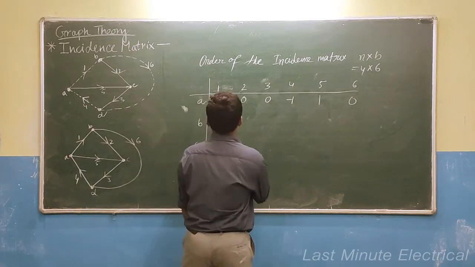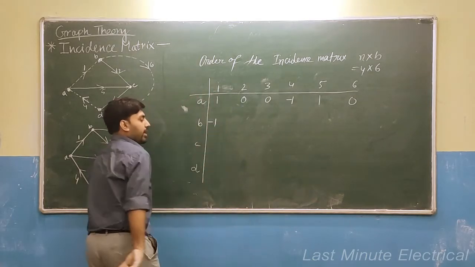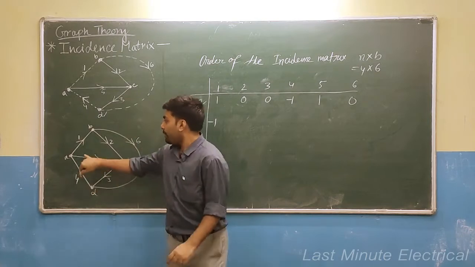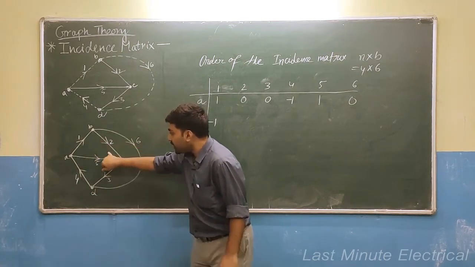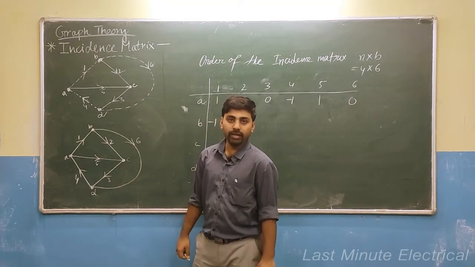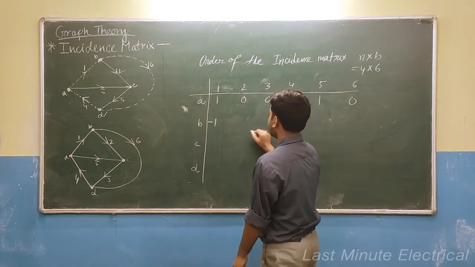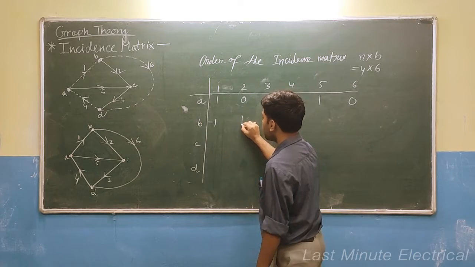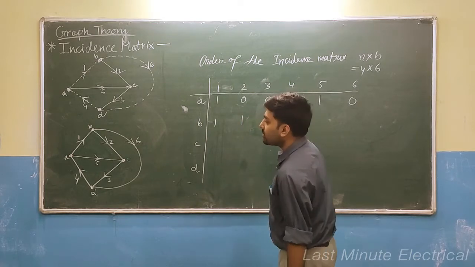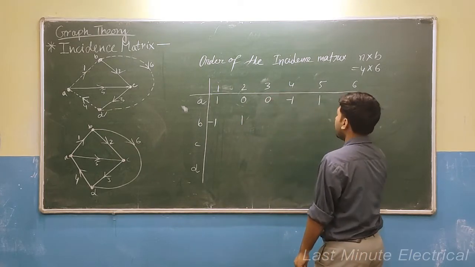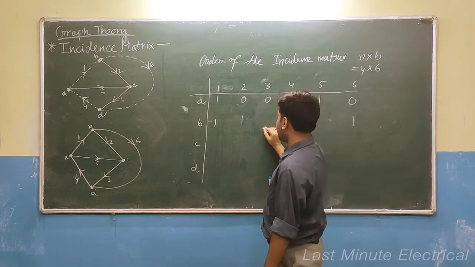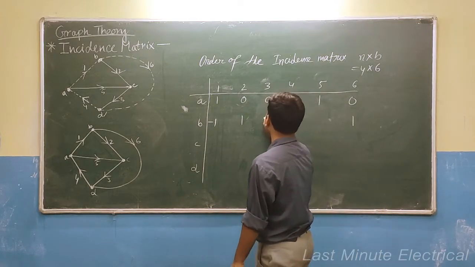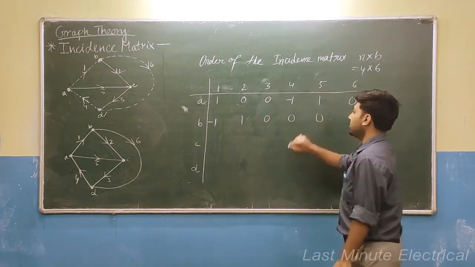Okay. Now if you similarly consider node B, branch 1 is incoming to node B. So branch 1 is incoming, it means it will be -1. Now see, branch 2 is outgoing from node B, so it will be 1. Branch 6 is also outgoing, so it will be 1. Rest of the branch is not associated, so I will take it as 0.